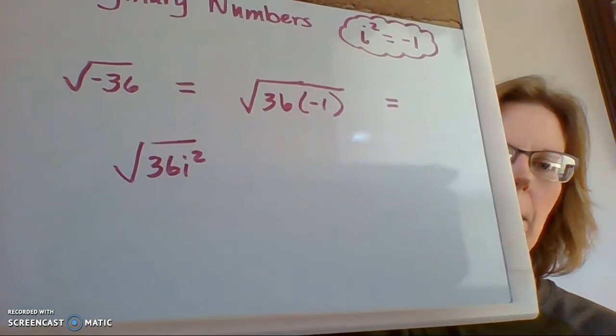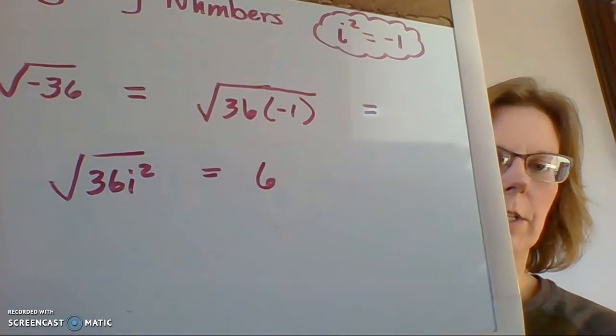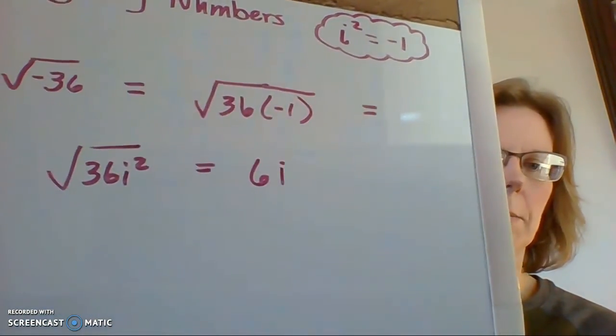And now I can go ahead and take the square root of each part. The square root of 36 is 6. And the square root of i squared is i. So the answer to this problem is 6i.